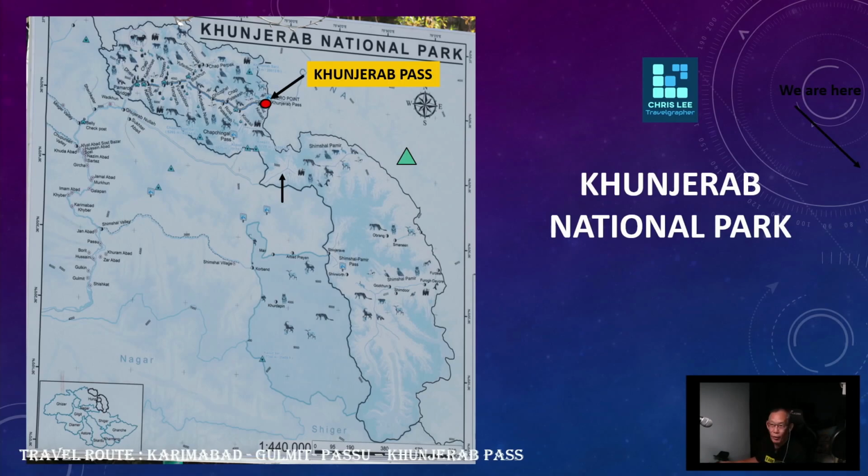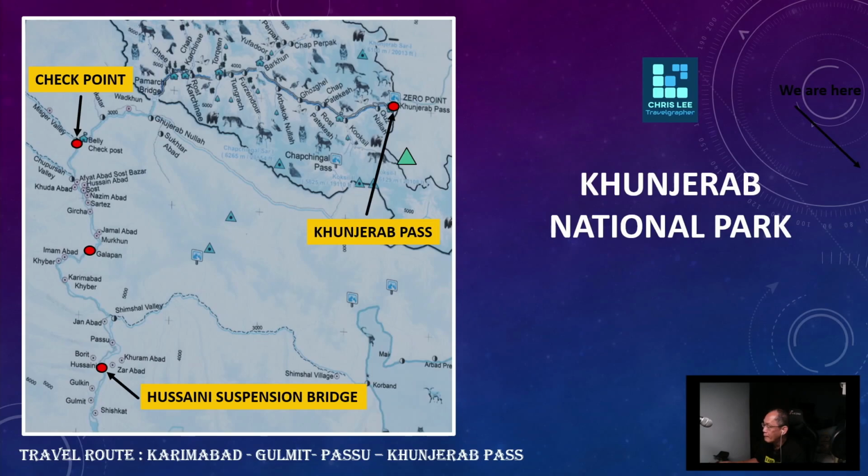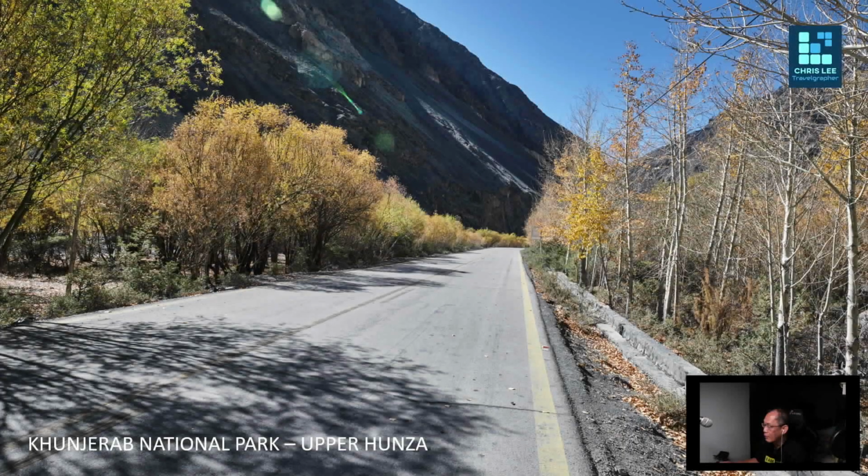And after the checkpoint, the region between the checkpoint and the Khunjerab Pass is classified as Khunjerab National Park. So you can see the checkpoint now on this map, and you can see we had to go all the way to the other end, right? So it's again a very scenic trail. I mean, this section of the Karakoram Highway.